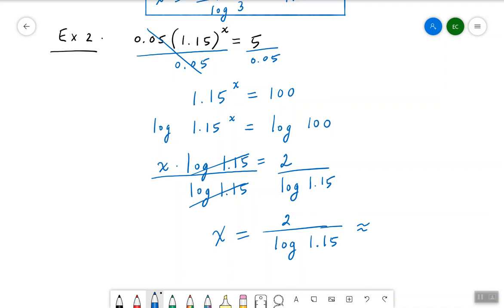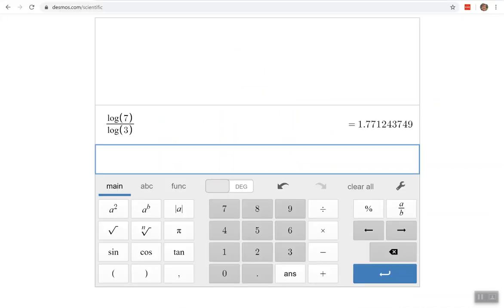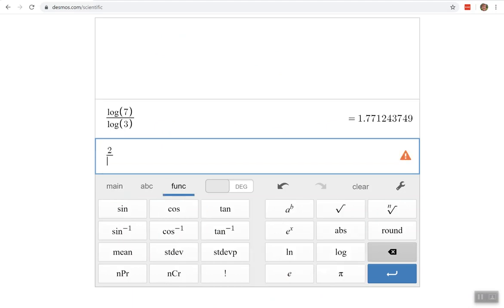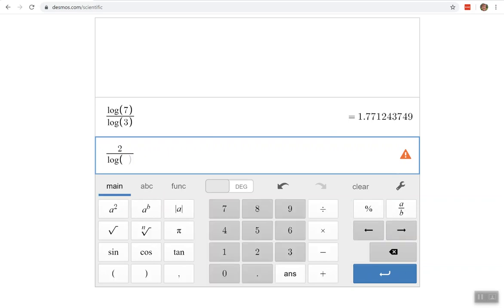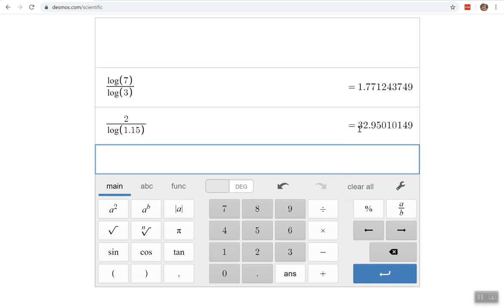And let's put that in the calculator here. So 2 divided by the log of 1.15. And here's our answer, 32.950. Remember, if we're going to round to 3 decimal places, we have to include the 0 in order to show that we rounded to 3 decimal places.